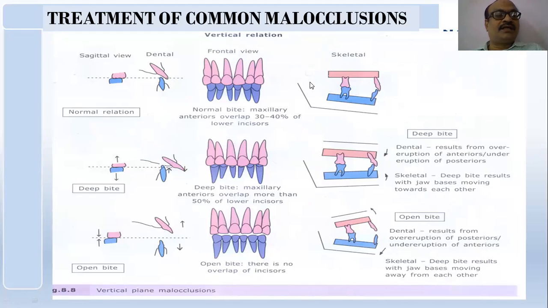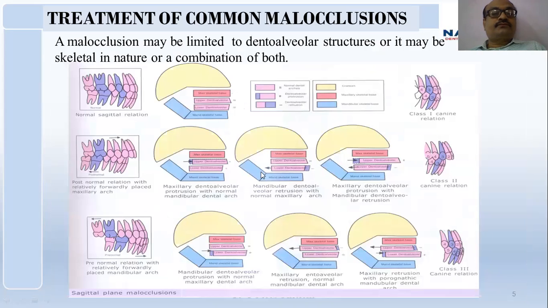Likewise, in vertical relation, if you can see, there is a normal overlap of incisors here, and what happens in deep bite is the overlap increases and the amount of vertical overlap is more, so that less of the lower central incisor is seen. So this gives rise to what is called deep bite. It may be dental or skeletal. Likewise, if there is no overlap between the upper and lower incisors, it leads to what is called open bite. It may again be dental or skeletal.